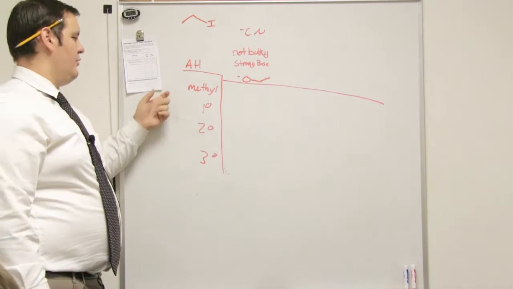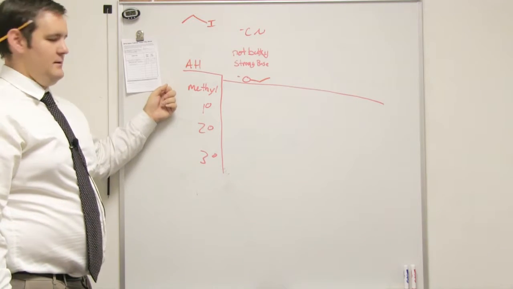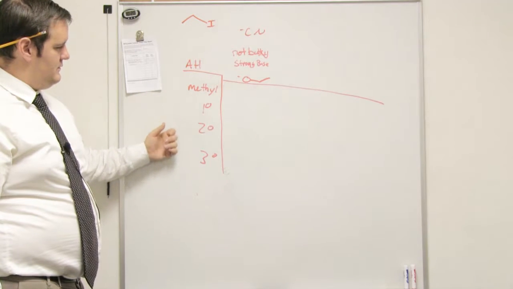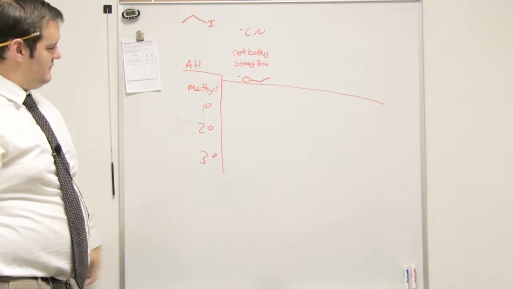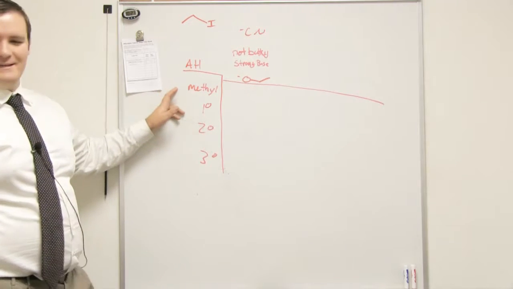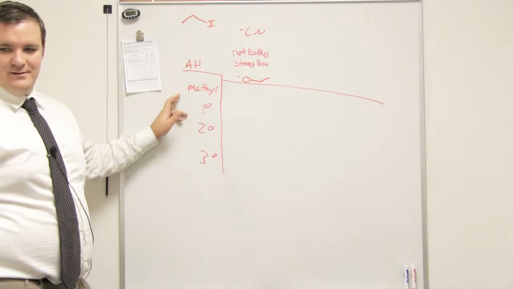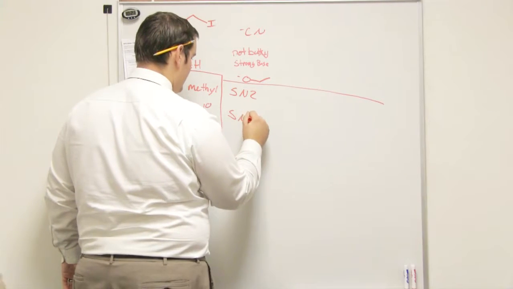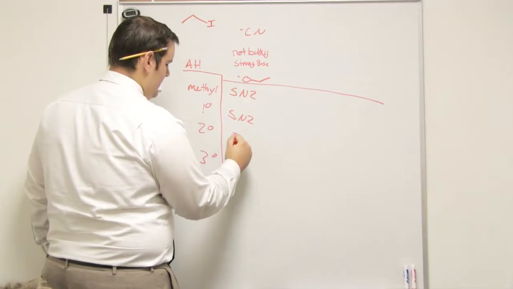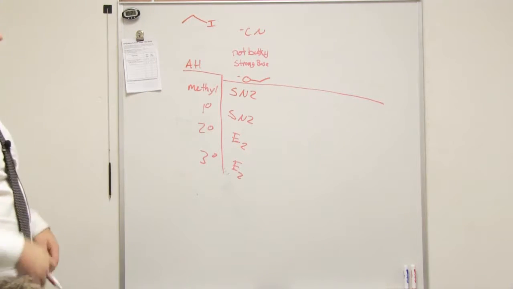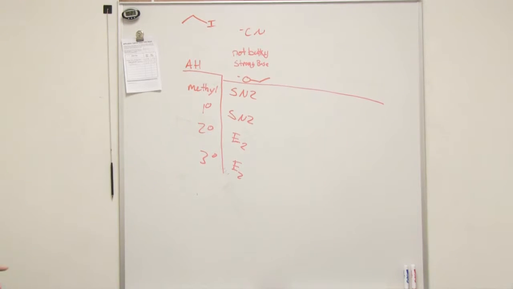If it's a methyl, what reactions are most likely? SN1, SN2, E1, E2? If it's methyl, it would have to be SN2. Primary, we still favor SN2. But then secondary and tertiary, E2 is favored. So if I see a negative charge on an oxygen and it's not very branched, these are the trends I'm looking at.